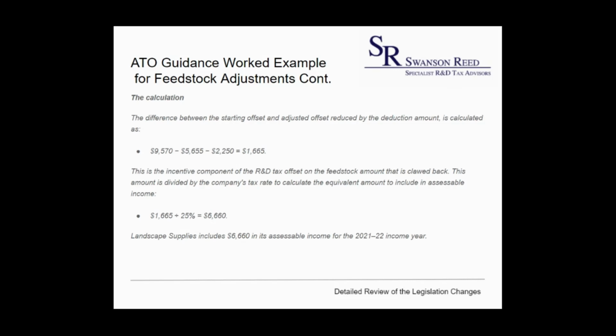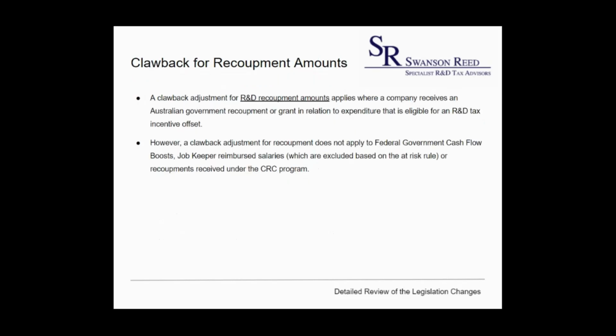1,665 divided by the company tax rate of 25% equals 6,660. Landscape supplies therefore includes 6,660 in its assessable income for the FY22 year. The next type of clawback adjustment we will cover is recoupment amounts.